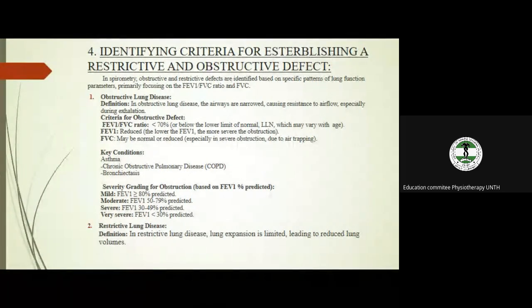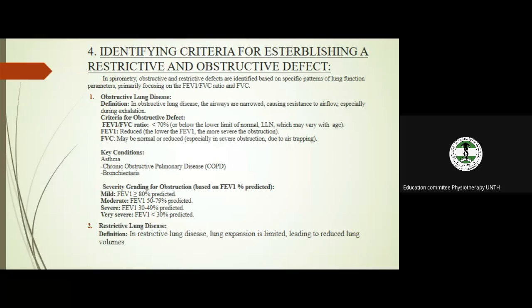As I earlier said, during spirometry, in a patient that has an obstruction, when the air is taken in, to blow out the whole air in the lung will be difficult. So there will be trapping in the lung. So you notice that FVC may be normal or reduced, but the FEV1 is low, and the ratio is less than 70%. FEV1 is very, very low in patients with obstructive lung disease. Then key conditions, like asthma, as we earlier said, chronic obstructive pulmonary disease, and bronchiectasis.